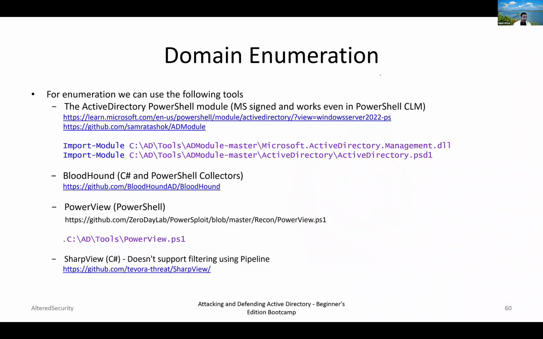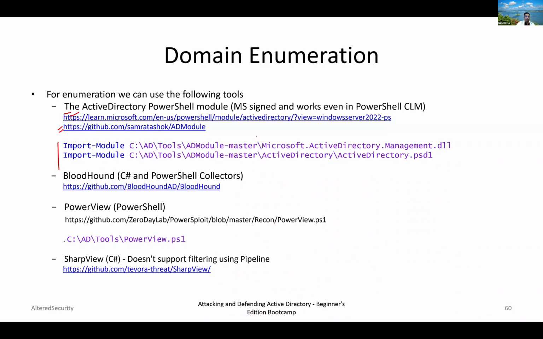So let's start with domain enumeration. What are the tools that we are going to use in the class? For enumeration, we can use the AD module. This is the RSAT tool that you get on the DCs. So this is Microsoft signed, works even in the PowerShell Constrained Language Mode. I maintain a mirror of it on my GitHub. So this is the way you can import the AD module.